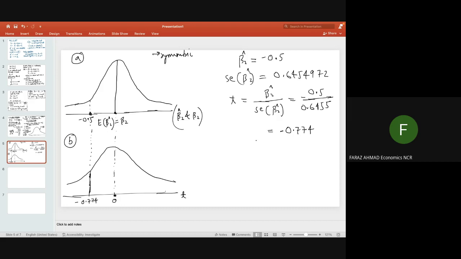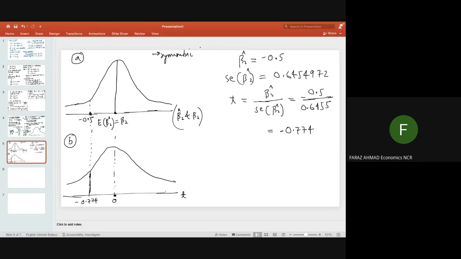Now, there are two types of tests. We can have a two-tailed test or a one-tailed test. In this case, it depends on our null and alternative hypothesis. If you have a system like we have here, that our null hypothesis is beta 2 equals to 0, and the alternative hypothesis is that beta 2 is not equal to 0, it tells us that it's a two-tailed test, right?